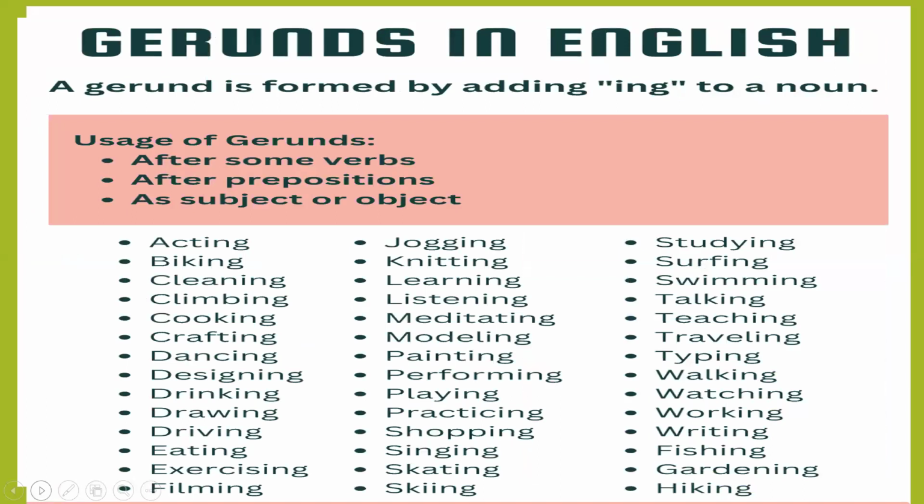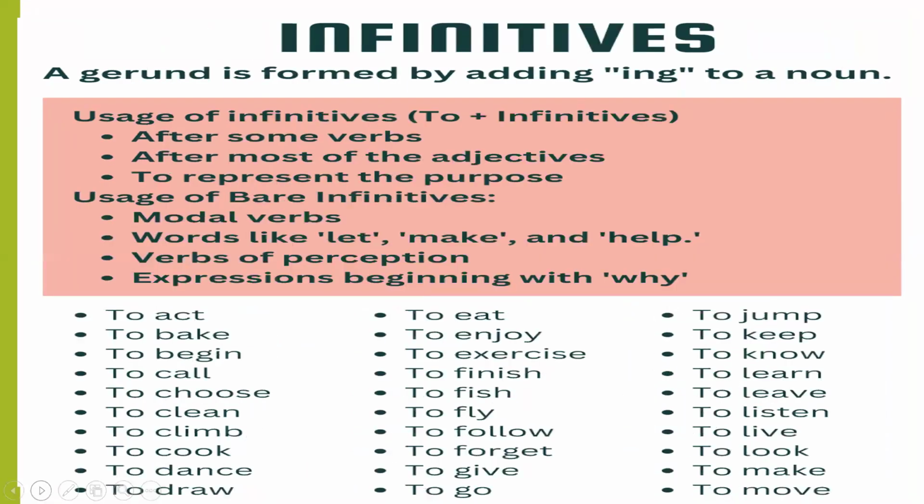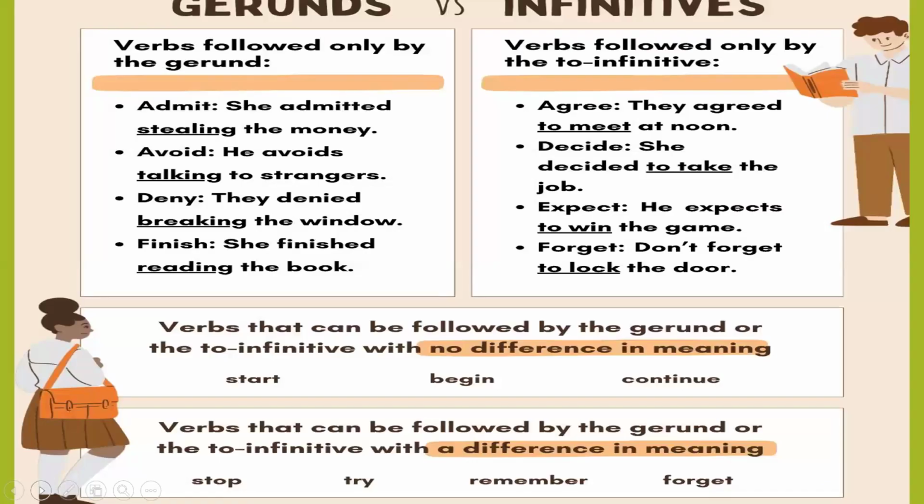Gerunds in English are used after some verbs, after prepositions, and as subject or object. These are the lists of verbs we use with gerunds. Uses of infinitives: "to" plus infinitive after some verbs and after most adjectives to represent purpose, and bare infinitives after modal verbs, words like let, make and help, verbs of perception, and expressions beginning with why. These are a few verbs we use in our sentences with infinitives. You have to just write them down and use them in your sentences. Gerund versus infinitive: we have seen many examples in the previous slides.